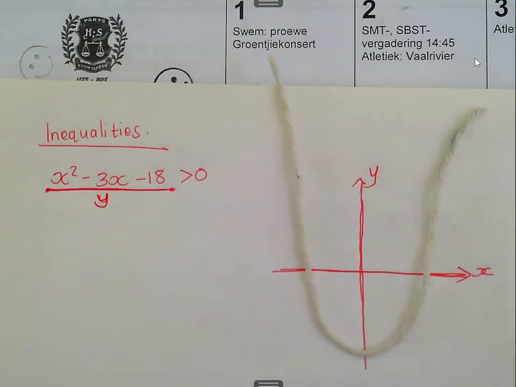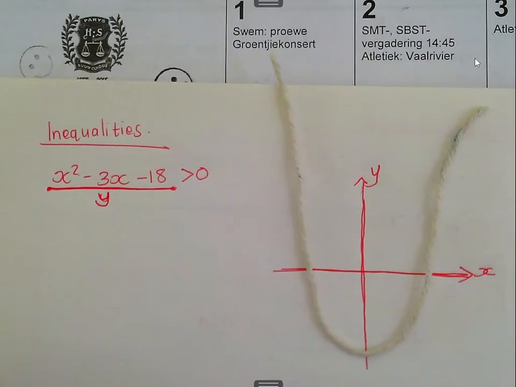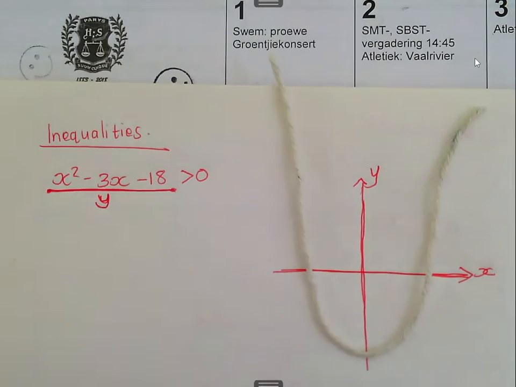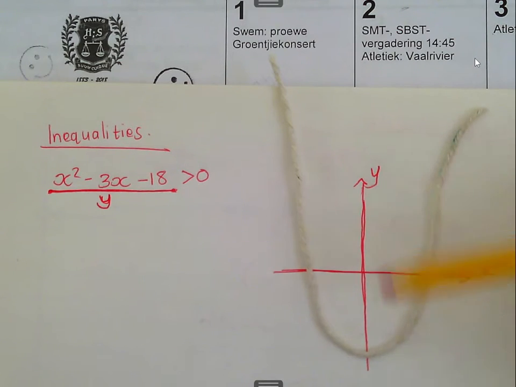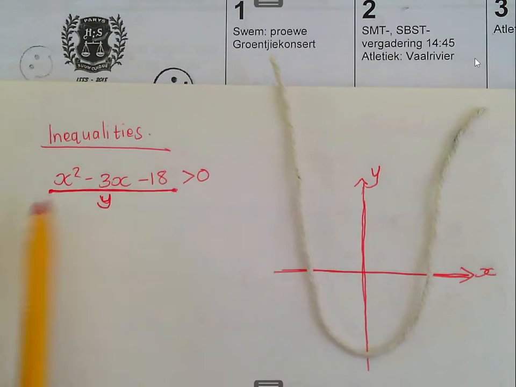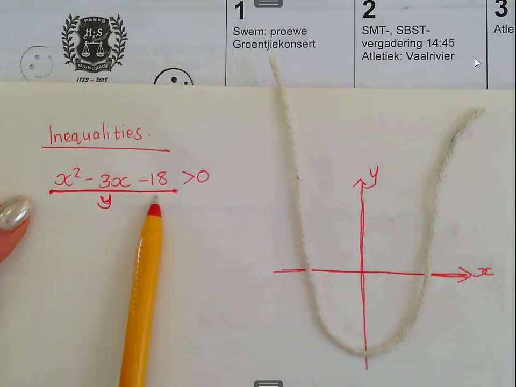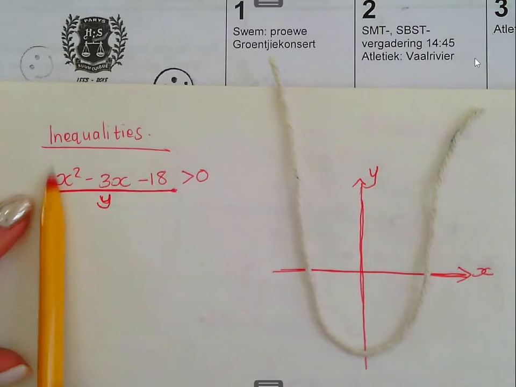So when I ask you the question, where will y be positive? I need you to understand that y is positive at the top and y is negative at the bottom. So when I reread this question again, they're asking me, where is this graph?